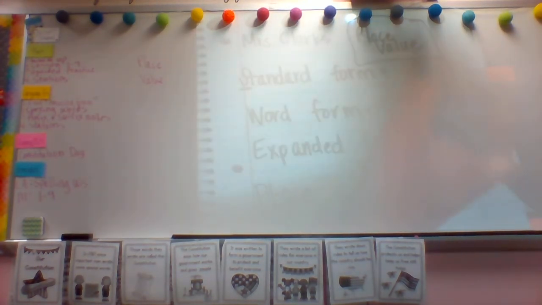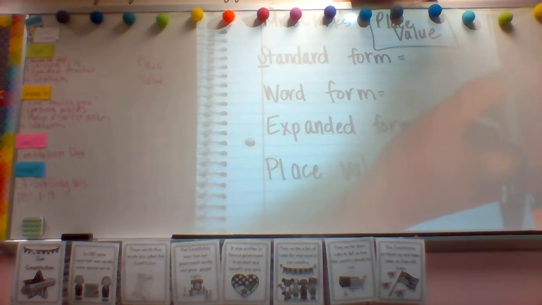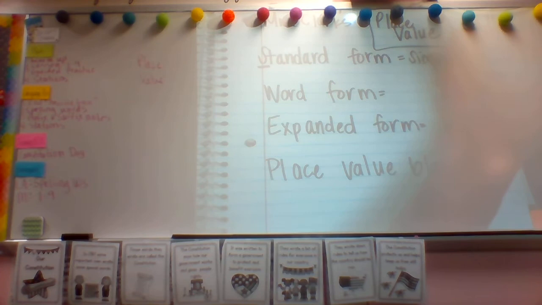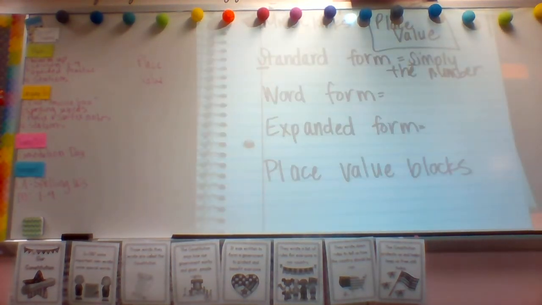So the first thing that we're going to talk about is standard form. Standard form, I tell the kids, is simply the number, and the way we always remember that is that standard starts with an S and simply starts with the S. So if you're asked to write the standard form of a number, they're literally looking for just the digit number.